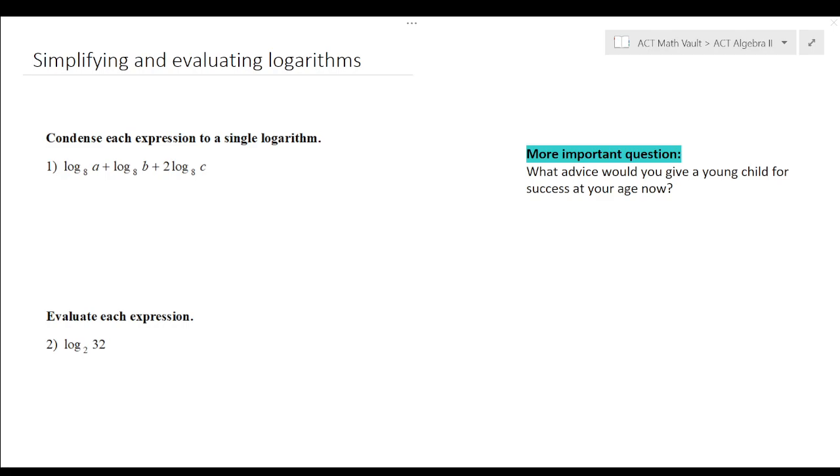Here are the two problems that we'll do, and to make sure we don't take ourselves too seriously, let's think about the fun question. What advice would you give a young child for success at your age now?